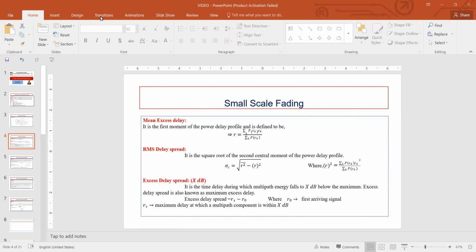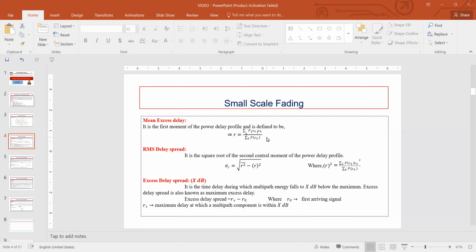So the first one is mean excess delay. This mean excess delay is the first moment of the power delay profile, and it is expressed as tau bar is equal to summation k P(tau k) tau k by summation k P(tau k). What does P(tau k) represent? It is nothing but the power at each and every time instant, and a_k is nothing but that particular received power.